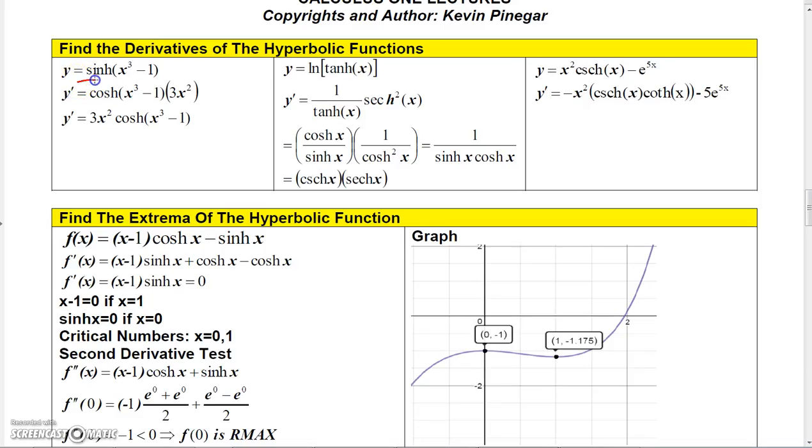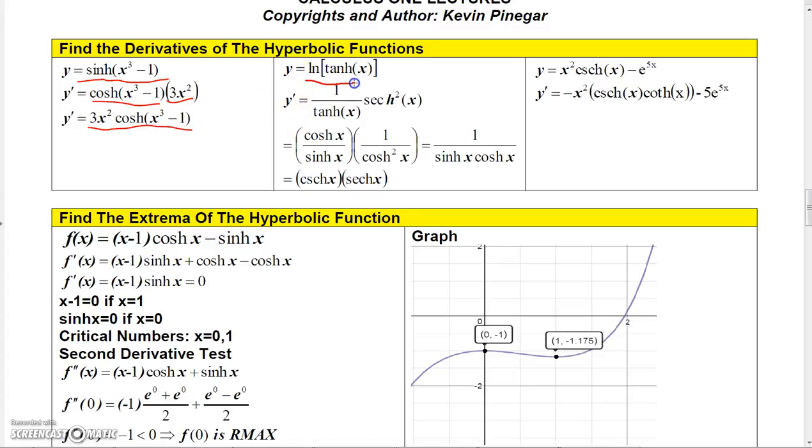So if you wanted the derivative of hyperbolic sine of x cubed minus 1, well, remember that's the hyperbolic cosine of x cubed minus 1 times the derivative of x cubed minus 1. So you just get 3x squared times the hyperbolic cosine of x cubed minus 1.